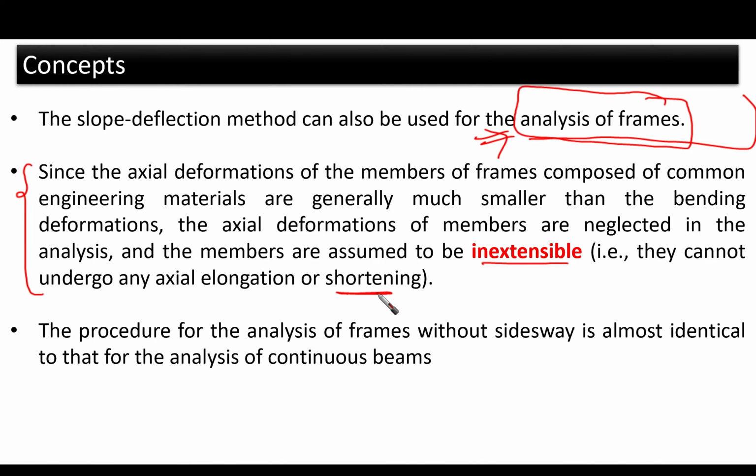I have already mentioned this before, and we said that for frames in general, the members we are dealing with and the materials commonly used in engineering practice are going to be inextensible, whether it is RC or steel or any other material commonly used in engineering practice. Inextensible means that the axial deformation of the members is neglected in the analysis.